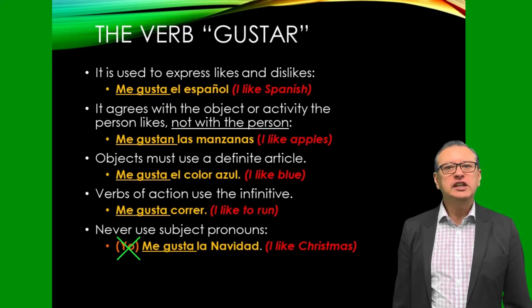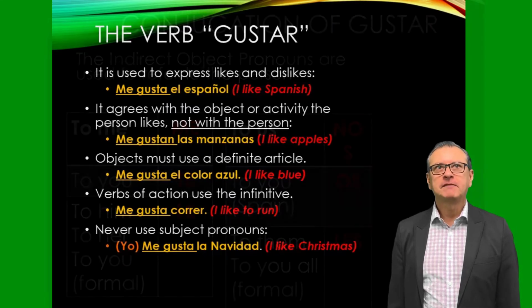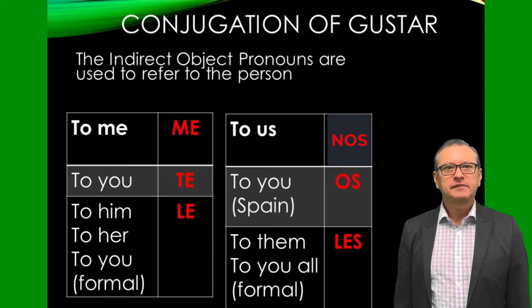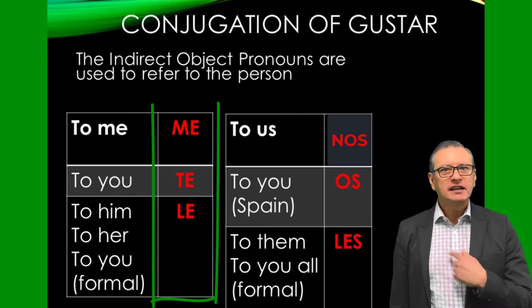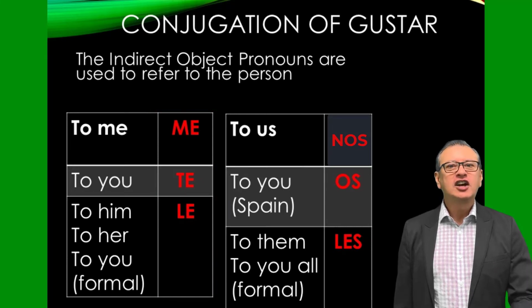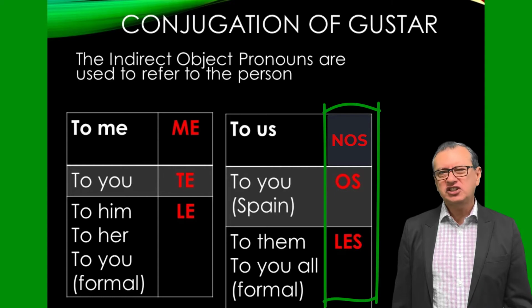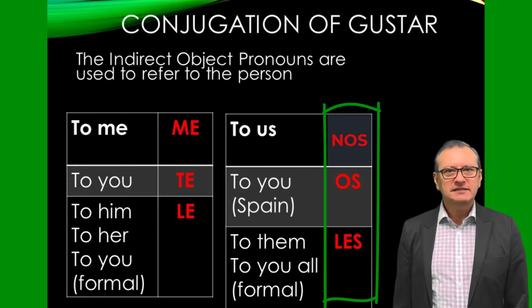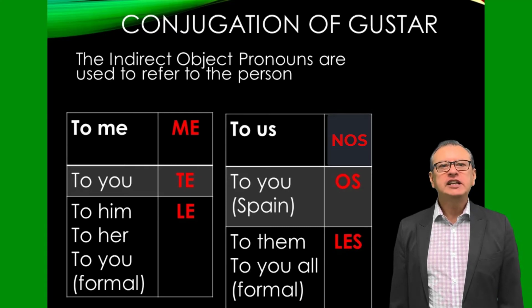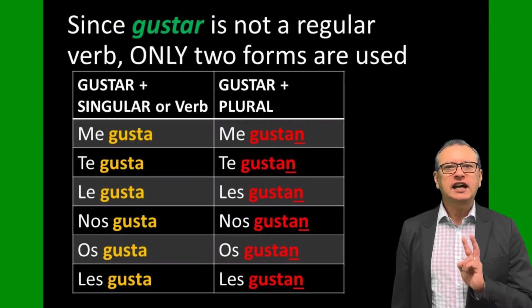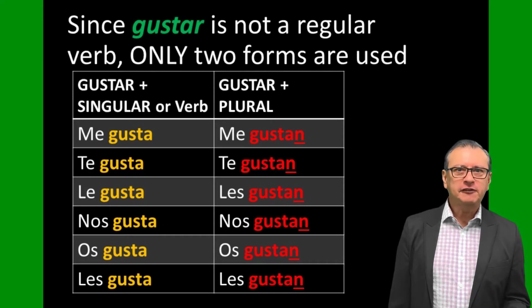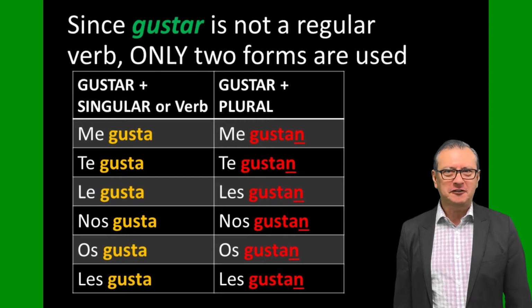Let's take a look at how we use this verb in Spanish. The indirect object pronouns are used to express this verb. Take a look. Me, te, and le. For plurals, nos, os, which is used in Spain, and les. How do we use this verb? Very easily. What we need to do is just to look at the verb in only two forms. The singular form of the verb and the plural form of the verb.